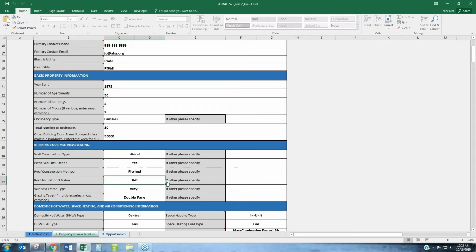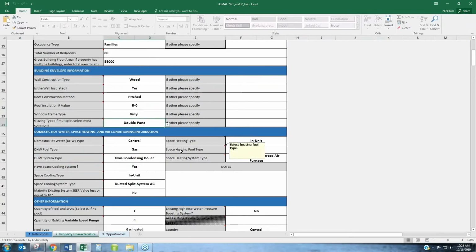The insulation type in the attic or the amount, and again, just very general categories. So R0, which would imply no insulation, R19, R30, or R38. And again, use your professional opinion to decide what would be most appropriate if you think the insulation is in between one of these values. Next, you'll choose window frame type, wood, vinyl, metal, or other. And then glazing type, single, double, or other. And again, like I mentioned before, if it's a mix across the property, choose what is the most predominant type at the property.